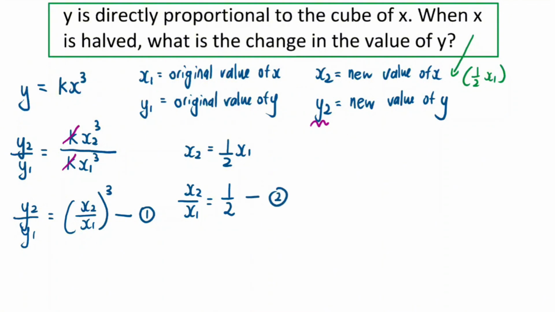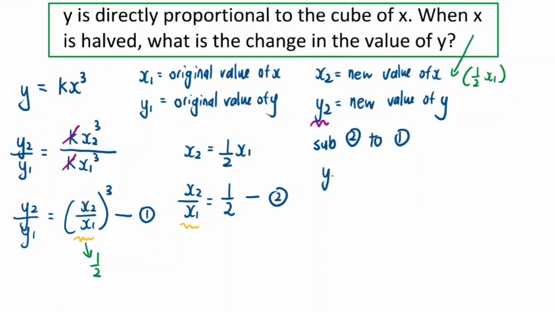The reason why we are doing this is because in equation 1 there's this expression x2 over x1, and in equation 2 there's also this x2 over x1, and this equals half. So what we can do next is replace this x2 over x1 in equation 1 with the value of half. Let's do that right now. So we are going to substitute equation 2 into equation 1.